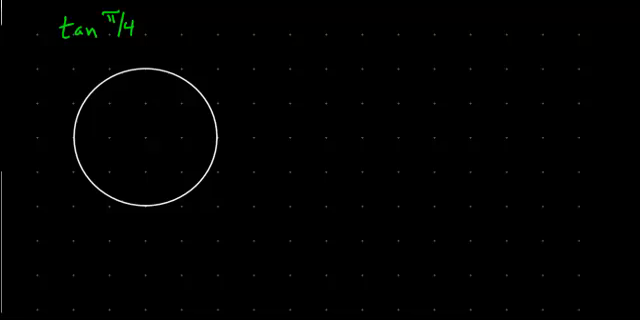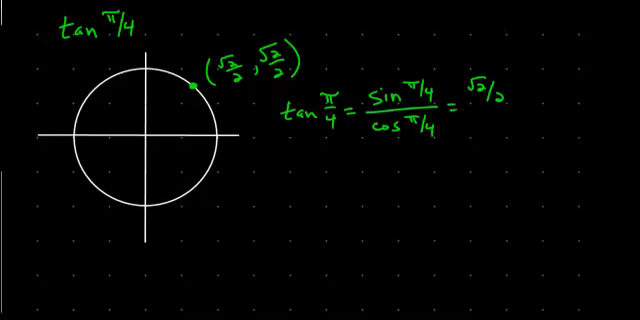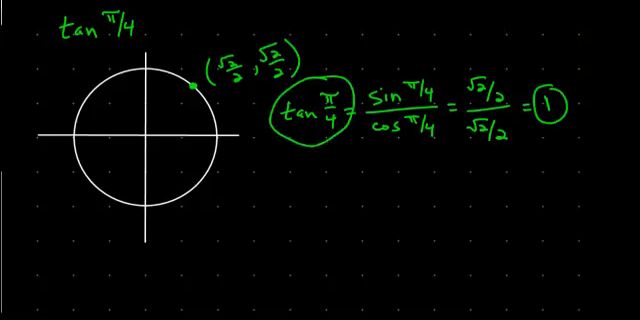Let's look at another one. Let's say we want the tangent of pi over 4. Okay? So again, let's draw a circle here. So at pi over 4, we're right here, and we have a cosine of root 2 over 2, and we have a sine of root 2 over 2. So the tangent of pi over 4 equals rise over run, sine of pi over 4 divided by the cosine of pi over 4, which equals root 2 over 2 divided by root 2 over 2, which equals 1. So the tangent of pi over 4 equals 1. That is the slope of this line.